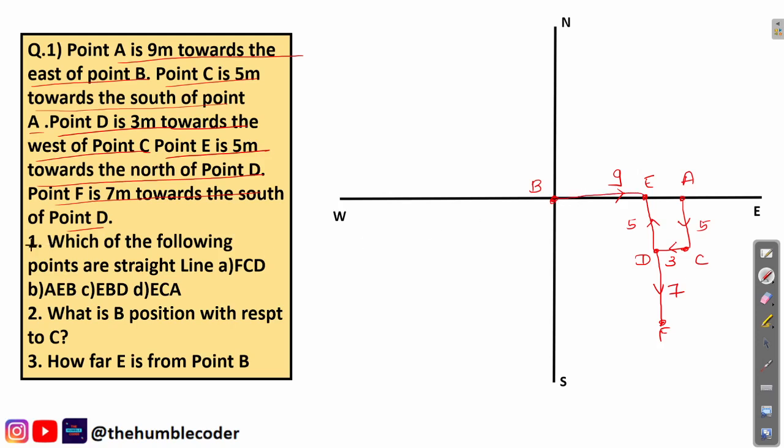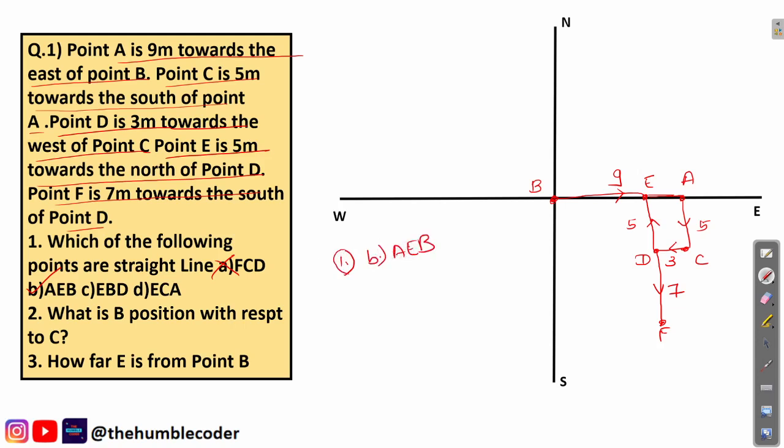Now let's look at the questions that are asked based on this diagram. Which of the following points are in a straight line? The first one is FCD. We can see that FCD is not a straight line, so this cannot be a correct option. Next is AEB. Yes, this is a straight line. So for the first question the answer is option B, AEB.